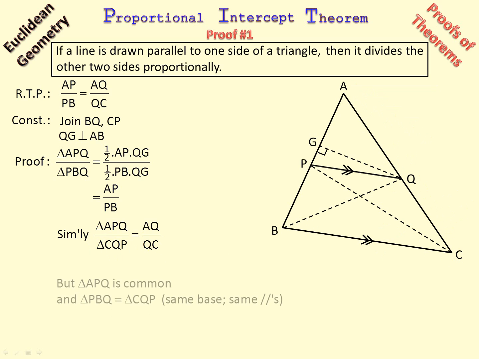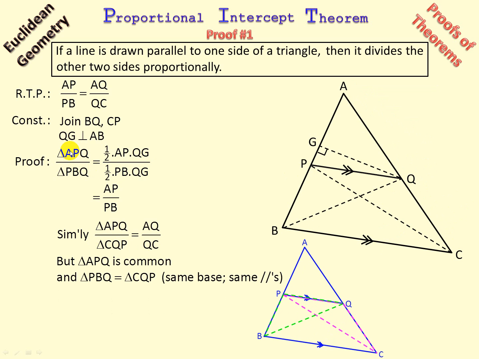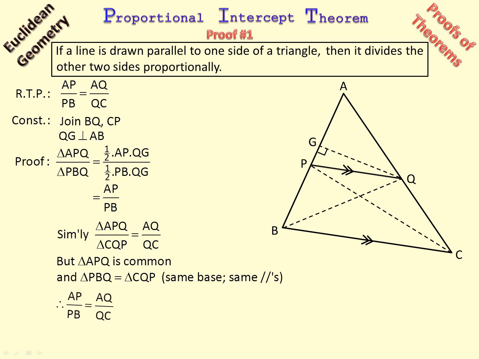But now we're arguing, so we say, if you have a look at this, that and that, APQ is common, and PBQ equals CQP. Have a look. PBQ equals CQP. There's the setup that we had earlier, the green and the mauve triangles. They're equal because of same base, same parallels. So we have that common, and that is equal to that, which means this bit is equal to that bit, which means that equals that. And there is our proof.